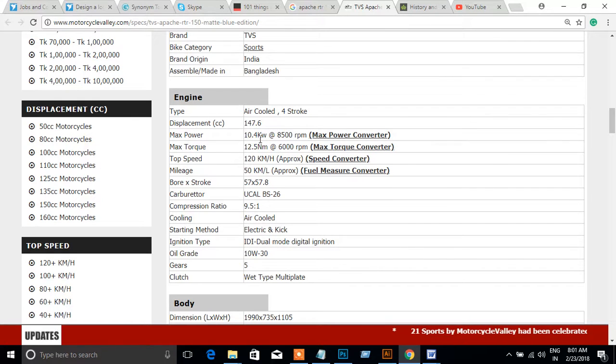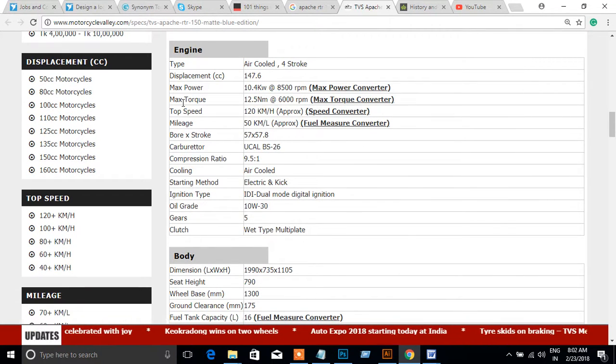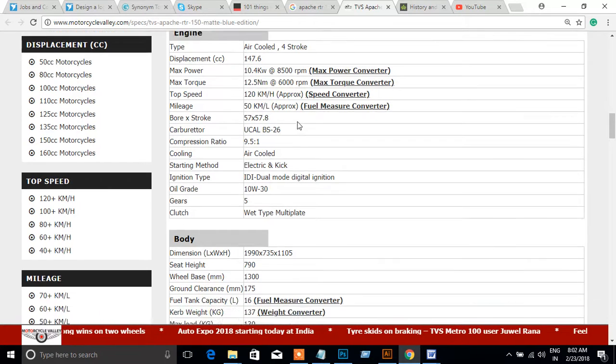Maximum power. That means the engine power. Actually, we know that a motorcycle or car or any vehicle depends on the engine, how much the engine power is, and depending on that the bike accelerates the speed. So 10.4 kW at 8,500 rpm maximum power. And maximum torque 12.5 Nm at 6000 rpm.